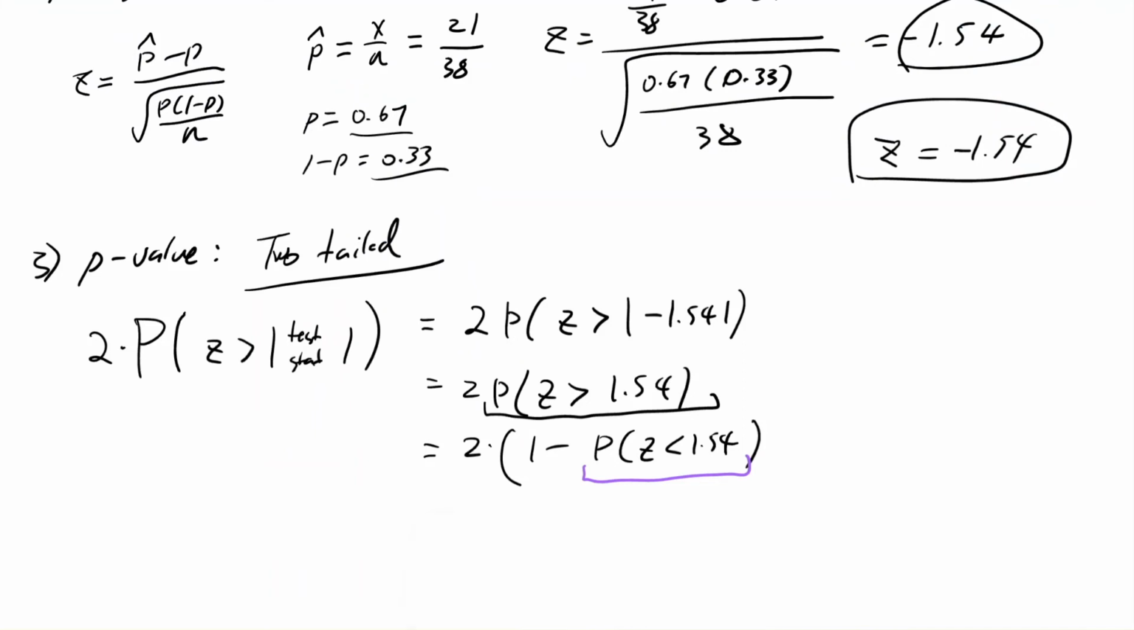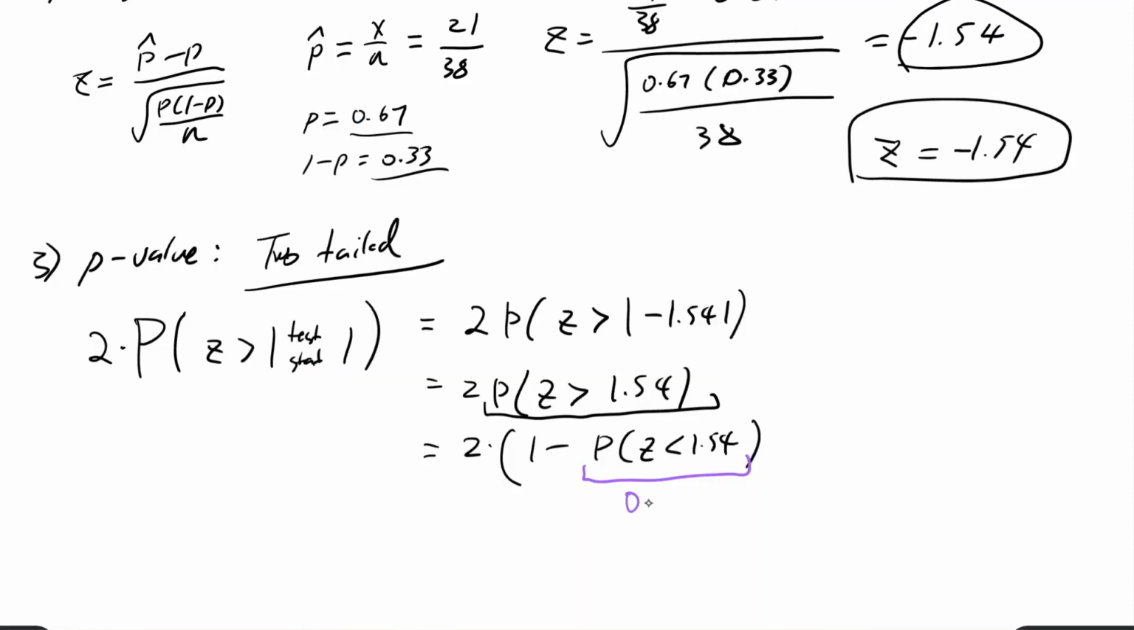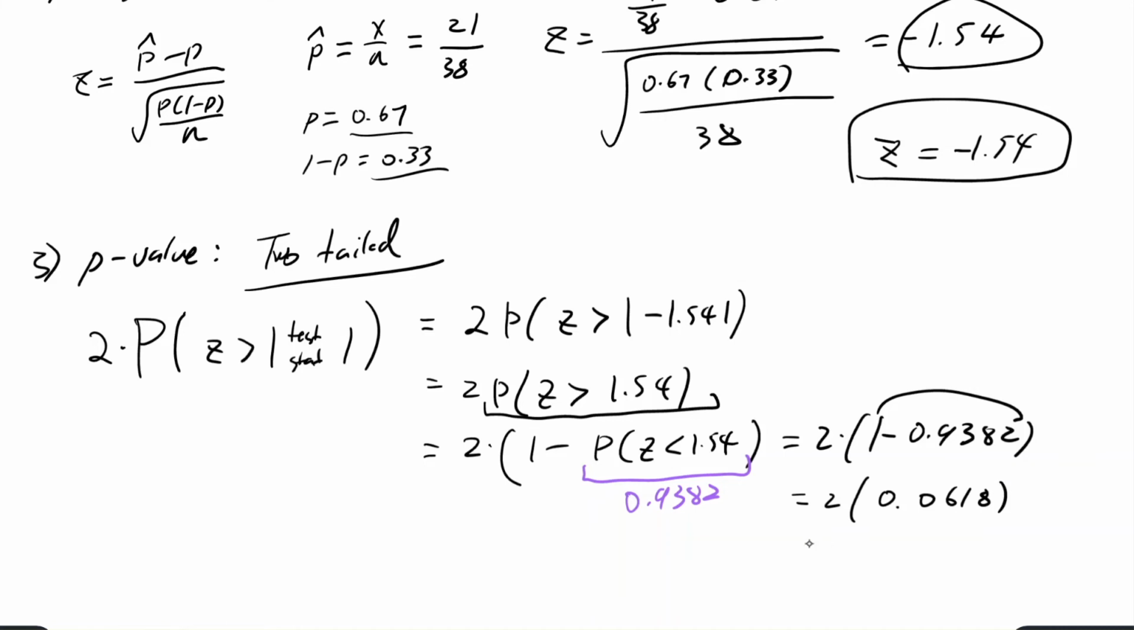Oops, sorry. Let me go to the z table. 1.54 is right here. 0.9382. So the p-value is 2 times 1 minus 0.9382. Make sure to do this subtraction first and then multiply by 2. Then we get 0.0618. Multiply by 2, it gives us 0.1236. So this is our p-value.